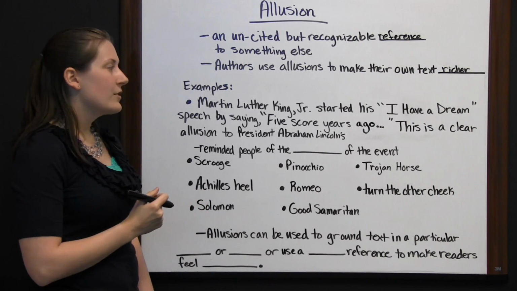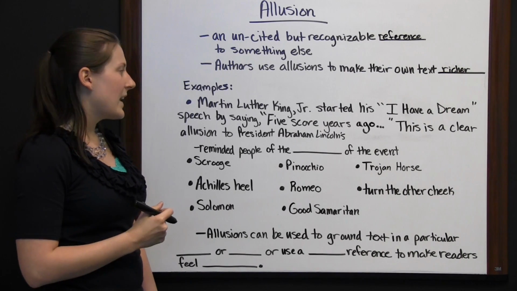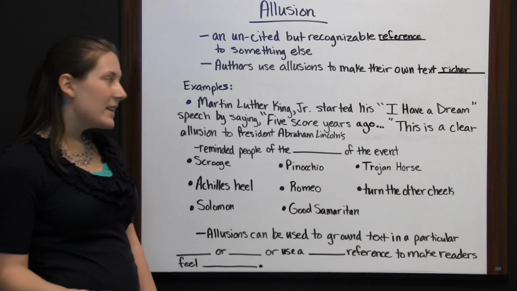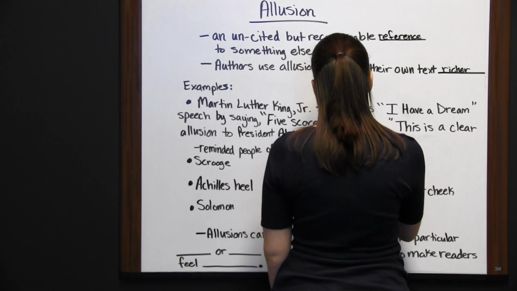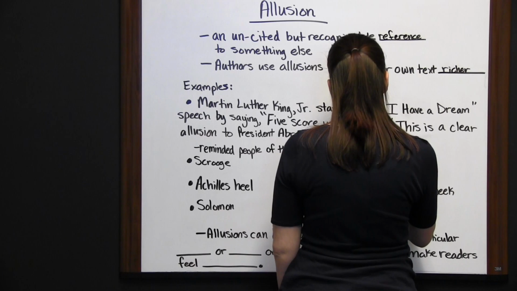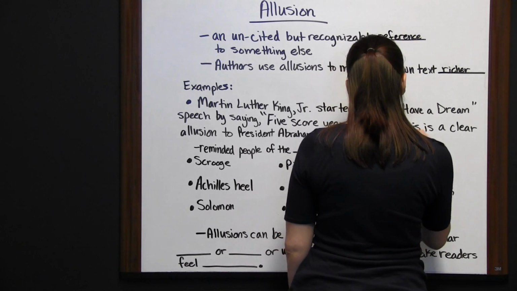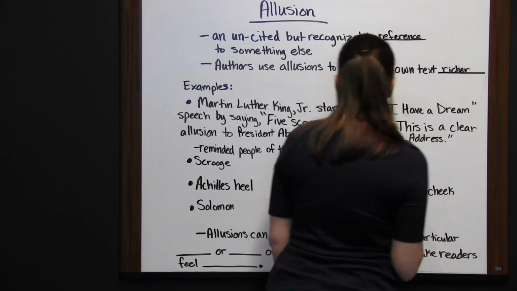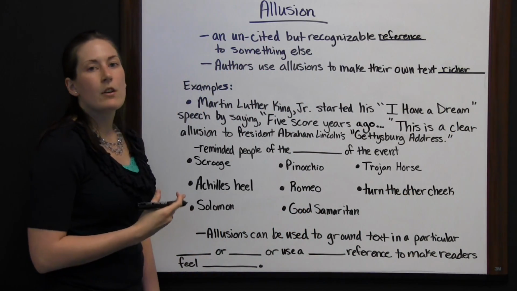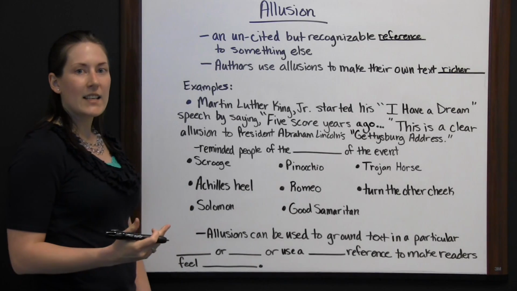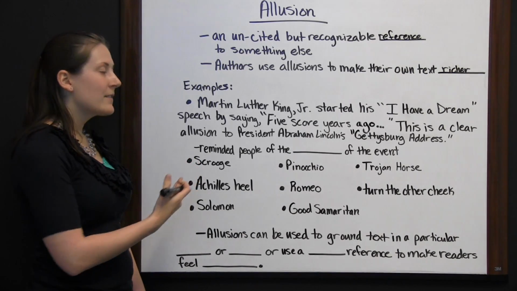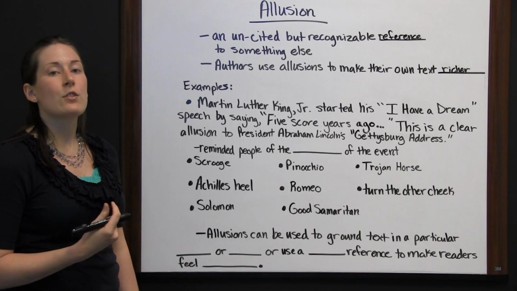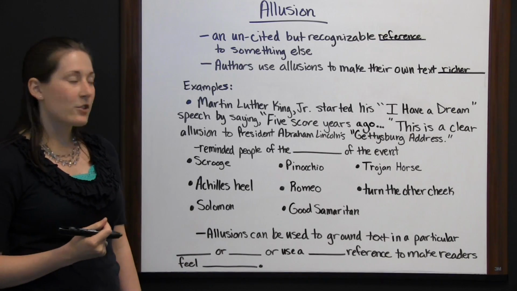Martin Luther King Jr. started his I Have a Dream speech by saying "50 years ago." This is a clear allusion to President Abraham Lincoln's Gettysburg Address. Lincoln started with "47 years ago." So, even though Martin Luther King Jr. wasn't saying the exact same thing, he started out with "50 years ago," which is similar enough that people knew he was alluding to President Lincoln's speech.